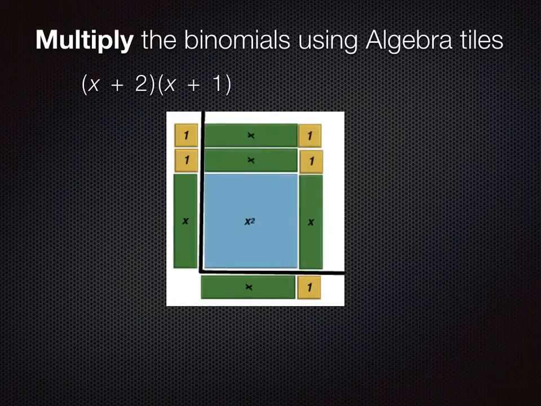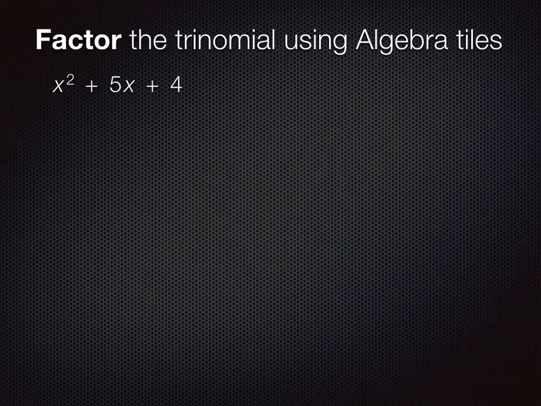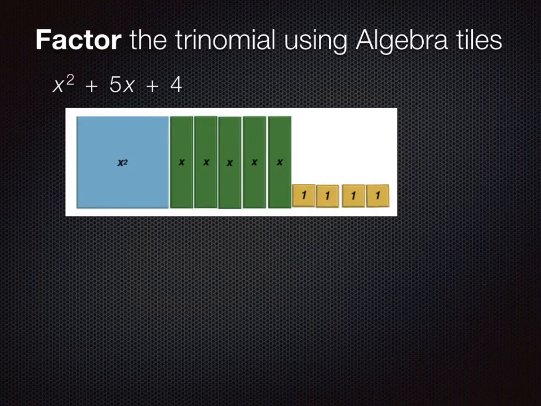And inside, the area of that rectangle that was formed is the product of the two binomials. So the product, or the area, is x squared plus 3x plus 2. And we could also use algebra tiles to factor a trinomial. So the trinomial represents the area, and the two binomials represent the dimensions, the base and the height, right? So here we have an example of a trinomial, which will be the area of the rectangle formed.